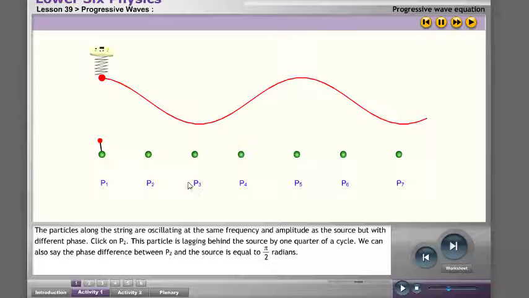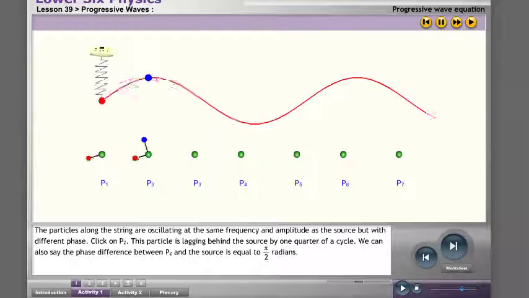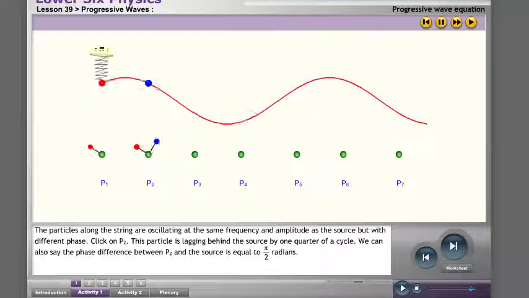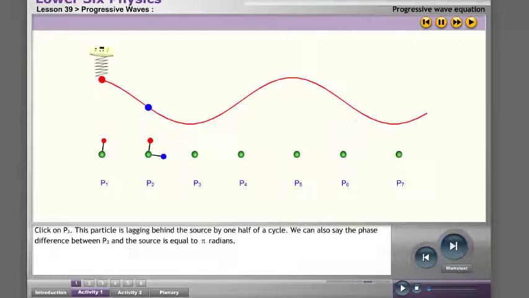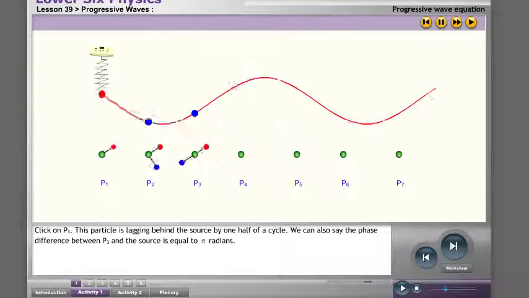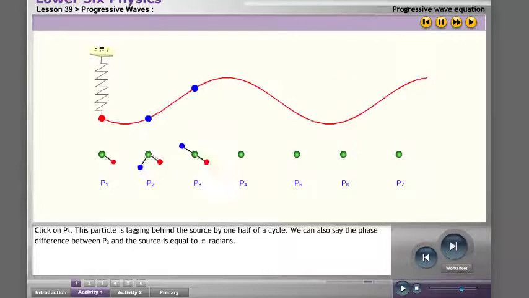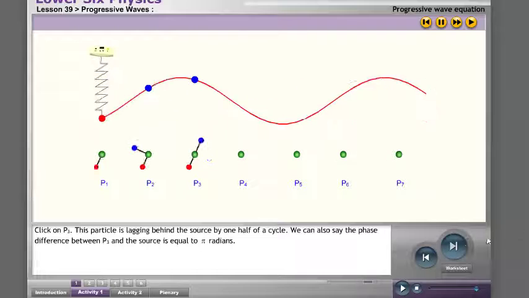Click on P2. This particle is lagging behind the source by 1/4 of a cycle. We can also say the phase difference between P2 and the source is equal to pi over 2 radians. Click on P3. This particle is lagging behind the source by 1/2 of a cycle. We can also say the phase difference between P3 and the source is equal to pi radians.